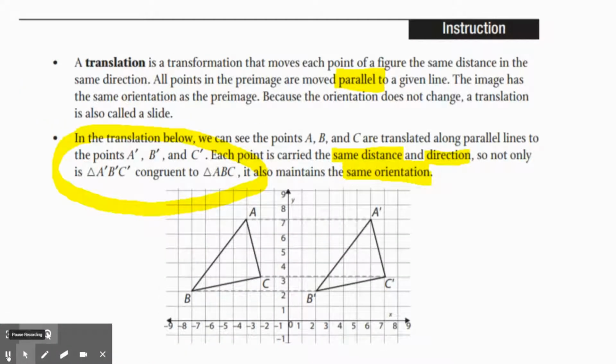This section continues with our review of rigid transformations. And the first one is the translation. All the points in the pre-image are moved parallel to a given line. The translation below, we can see points A, B, and C are translated to A prime, B prime, and C prime, and then the image and pre-image are both congruent to each other. It's easy to see the translation because it's in the same orientation. In other words, it's pointing in the same direction.